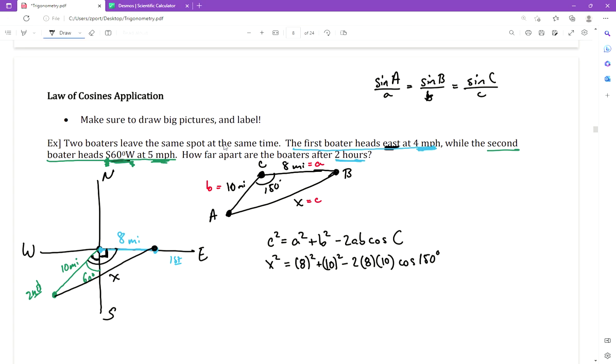And then we'll simplify this. So the letter that we want is already by itself, so we're not moving anything around. We are just doing order of operations on the right side.